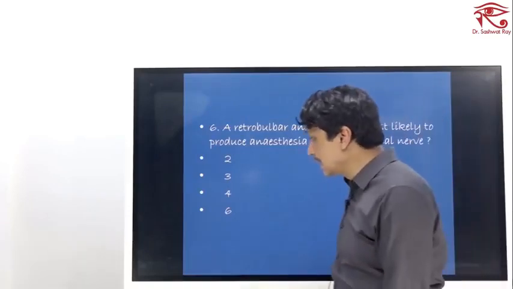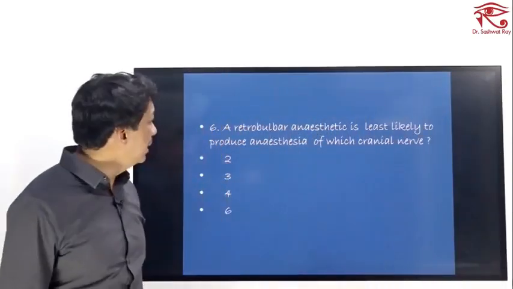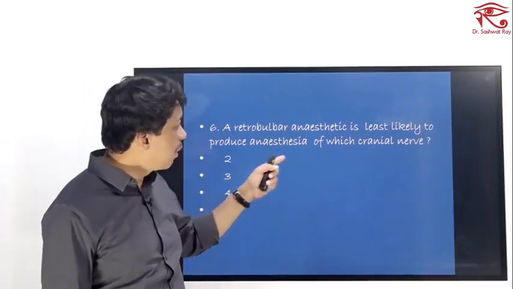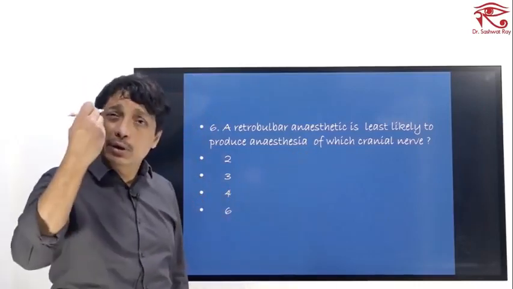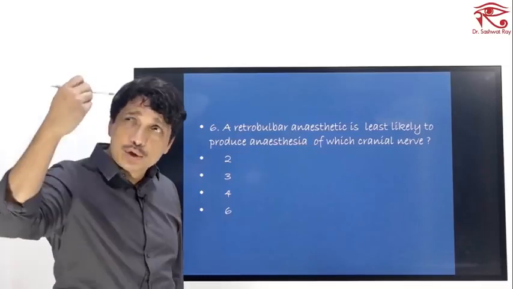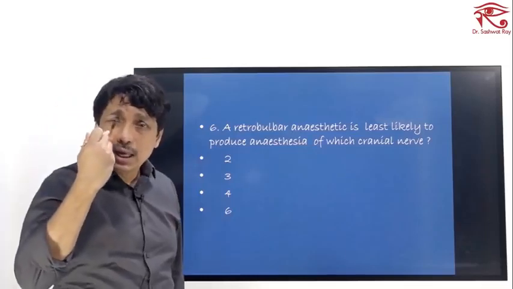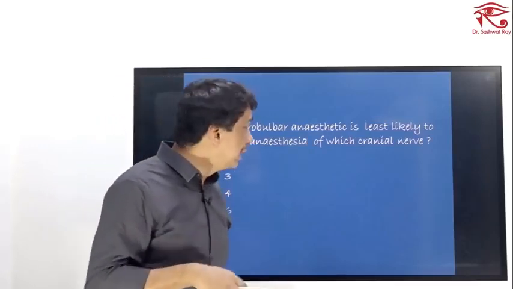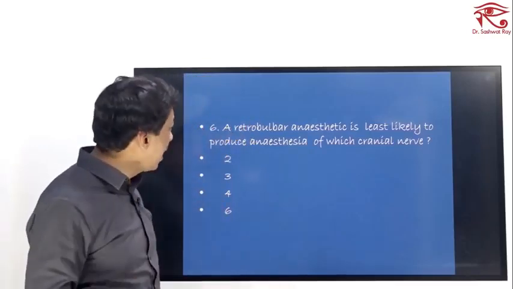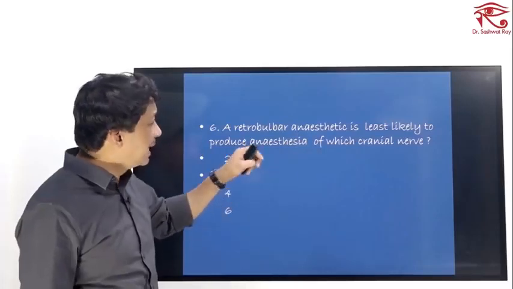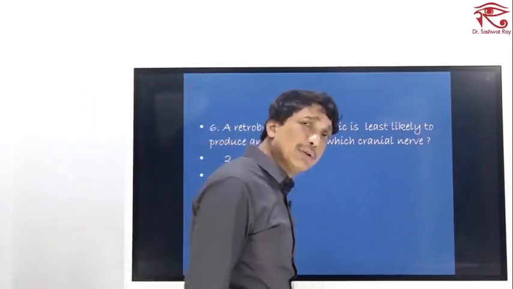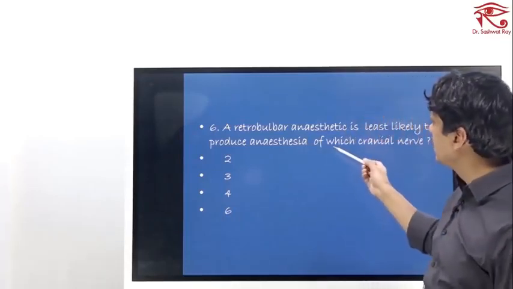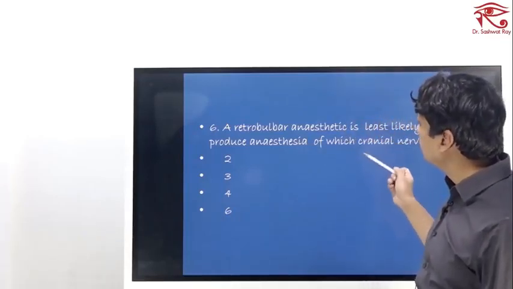Question number 6 is a question based on anatomy. Let's take a look at that. A retrobulbar anesthetic is least likely to produce anesthesia of which cranial nerve? Remember, when you give a retrobulbar anesthetic, it goes behind the eyeball, that's why retrobulbar. It paralyzes all the ocular motor nerves, which happen to be the third, fourth, and sixth. But one particular nerve escapes, or is the most likely to escape, and that is the question.